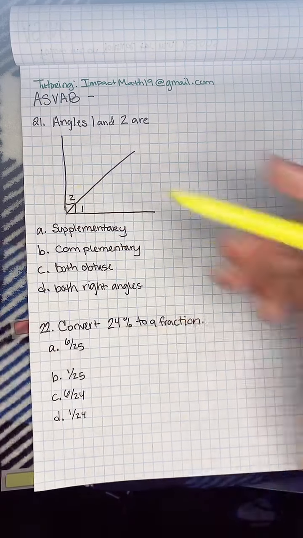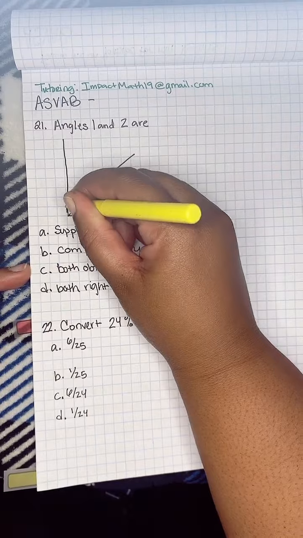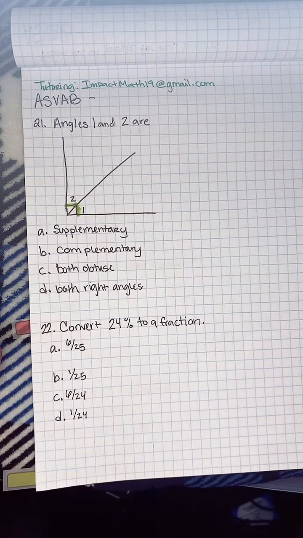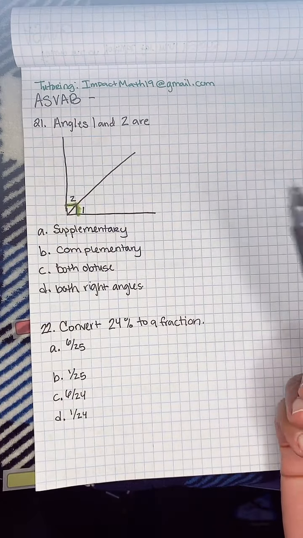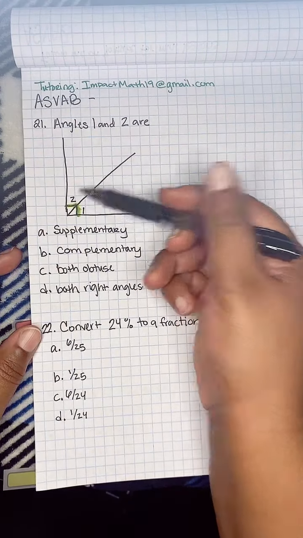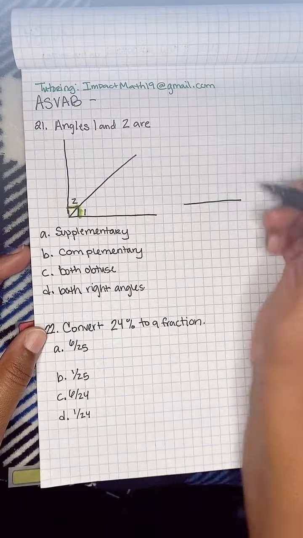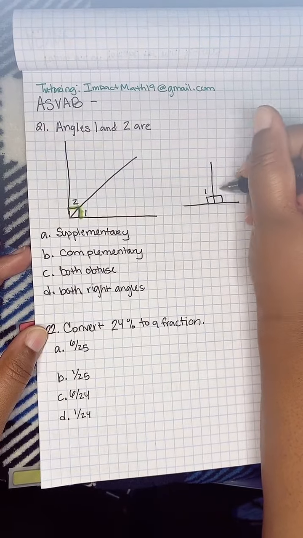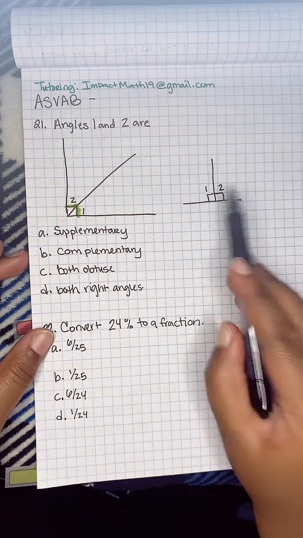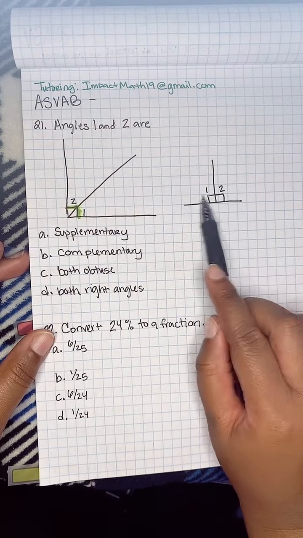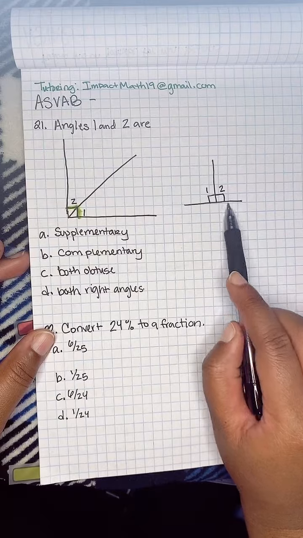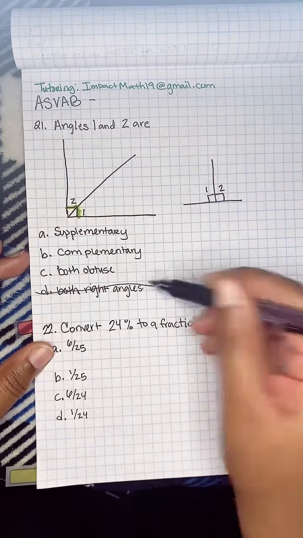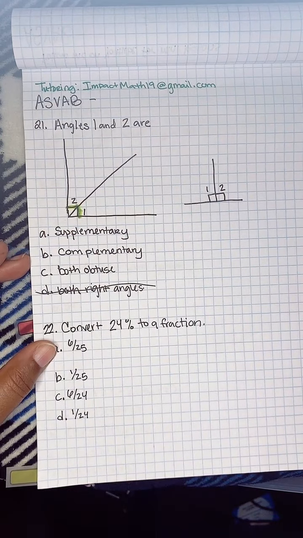So I see some of you guys are recognizing that this is a right angle. But you have to be careful because it says both of these are right angles. So in order for both of these to be right angles, it would have had to been written like this. This would have meant that both of them are right angles. Each of them has the right angle. That's not the same as this and this. So this is out.